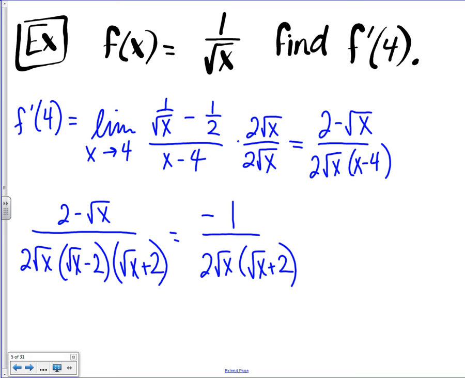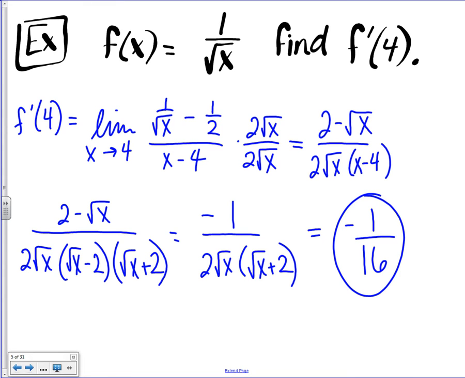And now I'm ready to go ahead and plug in my domain value. And I get that. So at this function, the slope of the tangent line at the value of 4 is negative 1/16. So that means we have a relatively flat tangent line there.